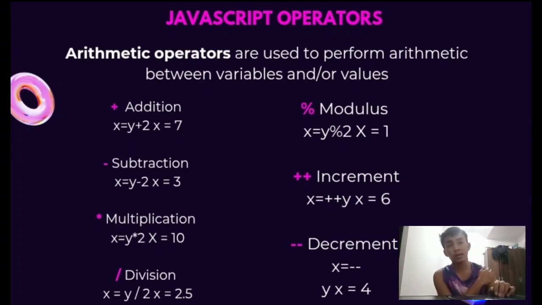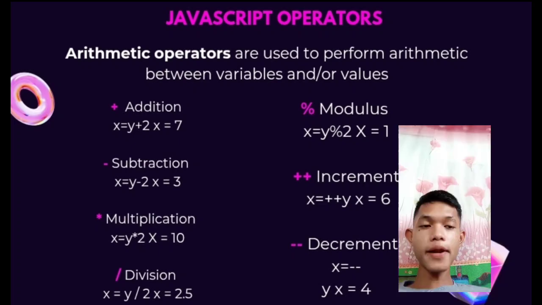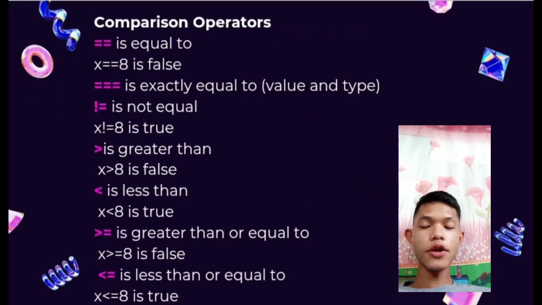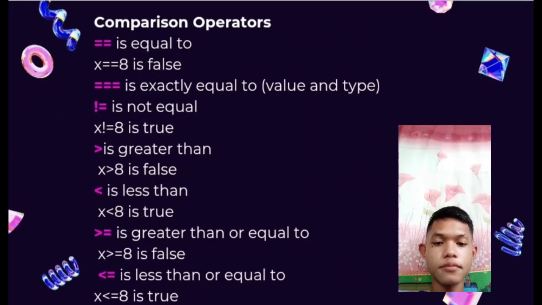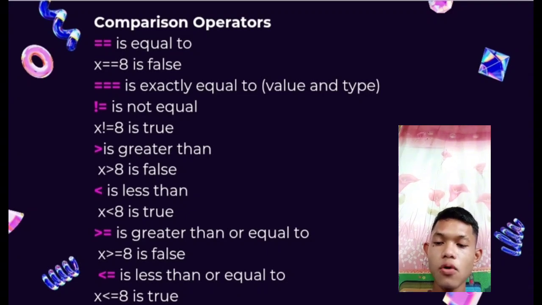So that is the arithmetic operators for computing. Comparison operators are used to compare two values. We have equal to, not equal to, greater than, less than, greater than or equal to, then less than or equal to. Those are the comparison operators.